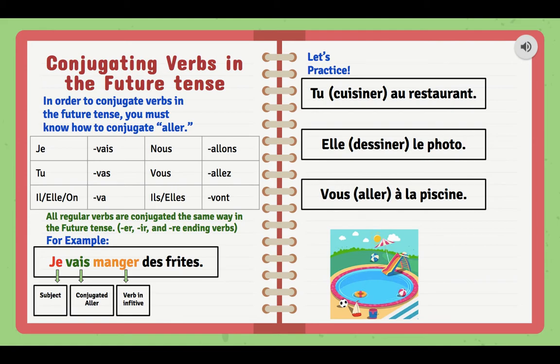For example, je vais manger des fruits. Je is the subject, vais is the conjugated aller, and manger is the verb in the infinitive. Now that you've acquired the skills you need, let's practice. Tu, cuisiner in the infinitive form, au restaurant. Elle, dessiner, infinitive, les photos. And vous allez, infinitive, à la piscine.